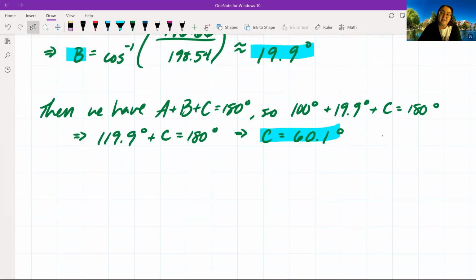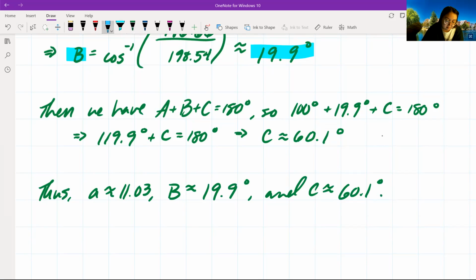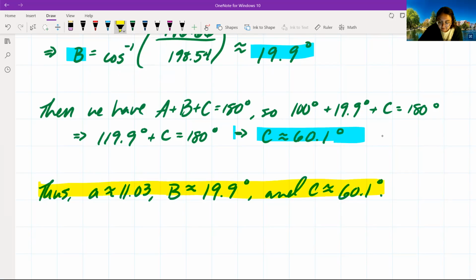So we found all the values that we were looking for. Now we just want to wrap this up in our final answer. We could say thus A is equal to about 11.03, angle B is equal to about 19.9 degrees, and thus C is also about 60.1 degrees. So this would be our final answer here.